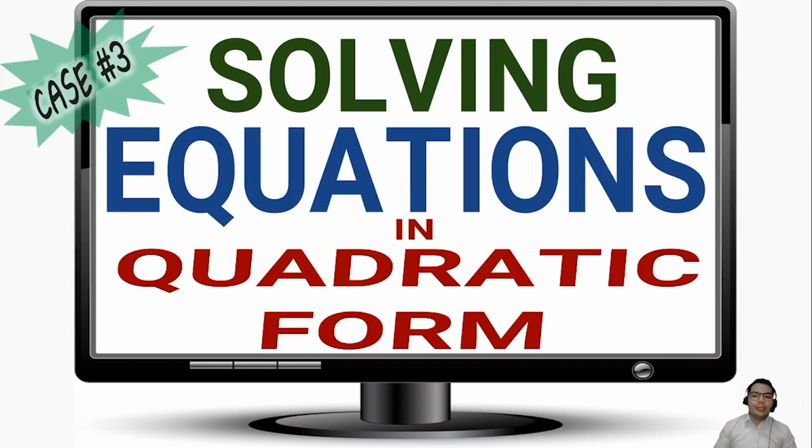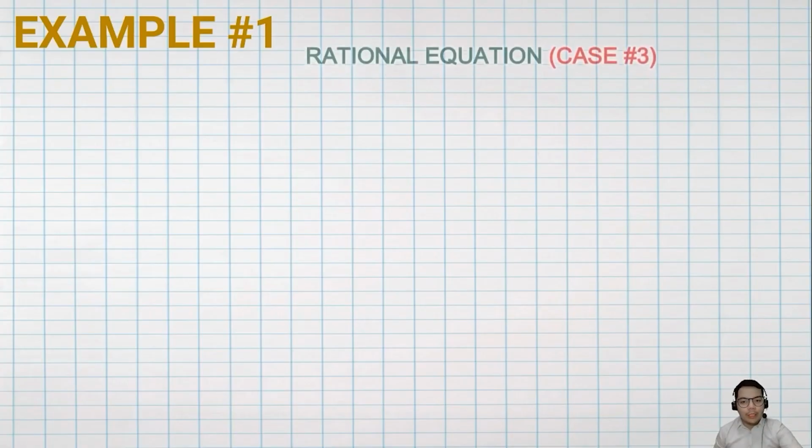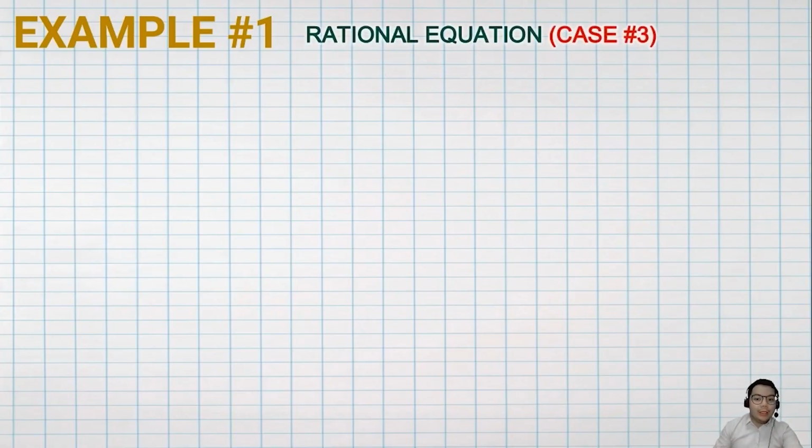This is case number 3. So, ibig sabihin, natapos mo na yung case number 1 at case number 2 ng lesson na ito. At dito sa video na to, magsosolve tayo ng rational equation that can be transformed into a quadratic form. So, bago mo rin mag-umpisa yung video na to, nag-recall na tayo gamit yung isang part ng video ng pagkuha ng least common denominator ng isang rational expression. So, gagamitin natin siya sa lesson na to. So, let's proceed to example number 1 wherein we will solve a rational equation.